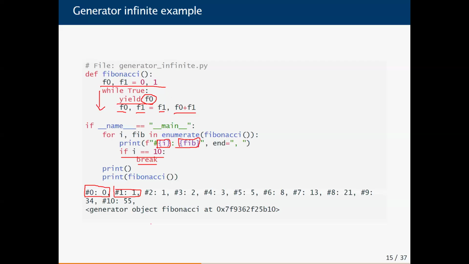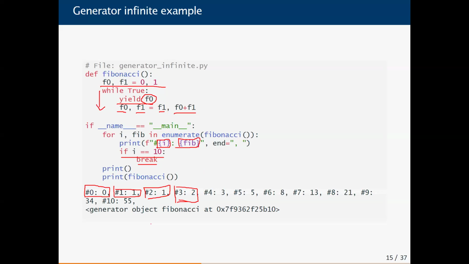And then the next time, F1 becomes F0 plus F1. So F1 is 1, F0 is also 1. So the next time F0 is still 1, but F1 becomes 2, right? So the next time you give the value of F1 to F0, and then F0 becomes 2, so you print it out again. This is the principle of how this Fibonacci series works with the coroutine.